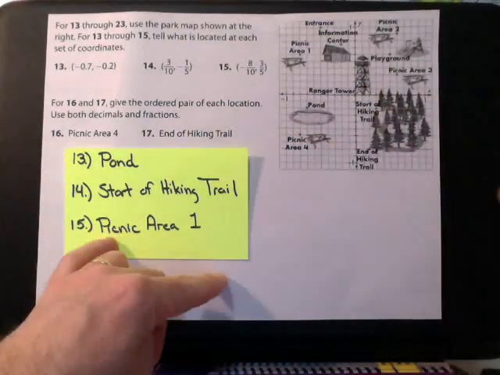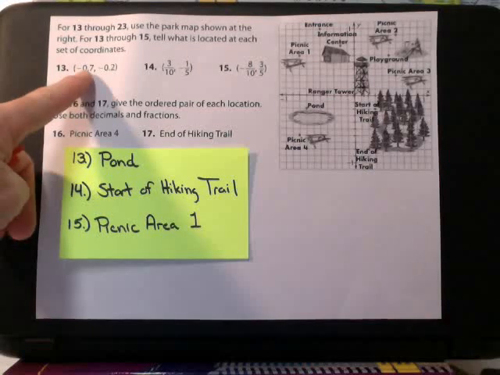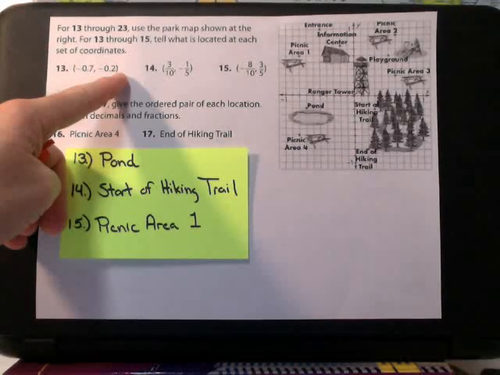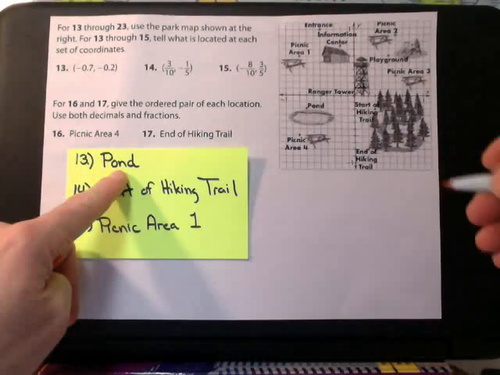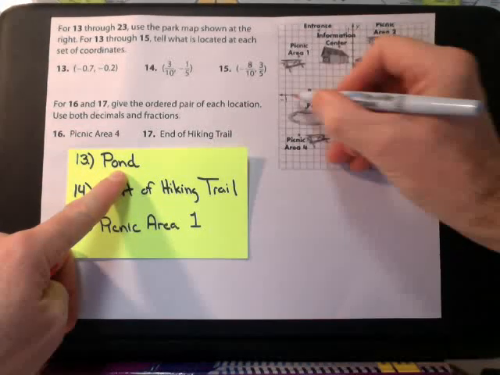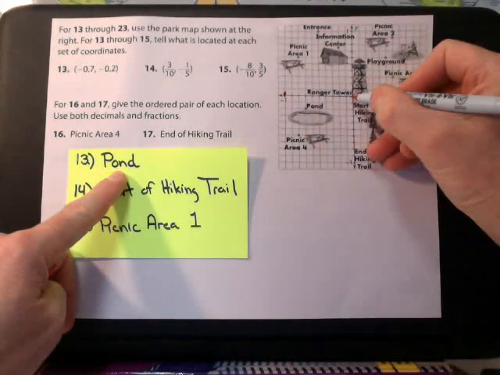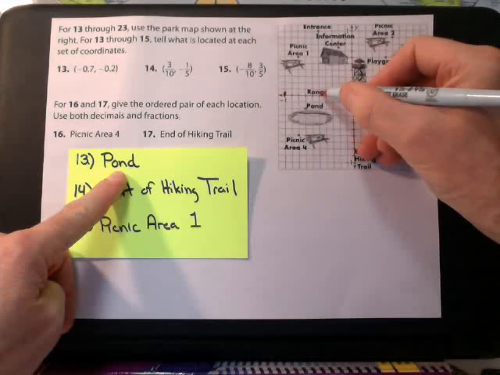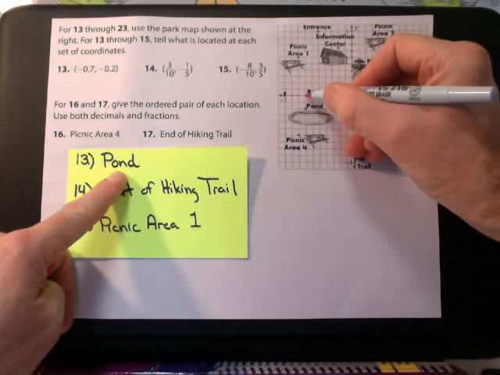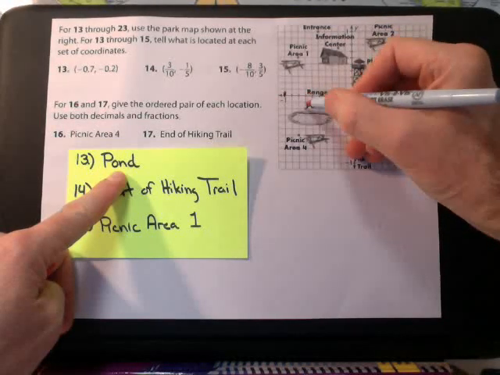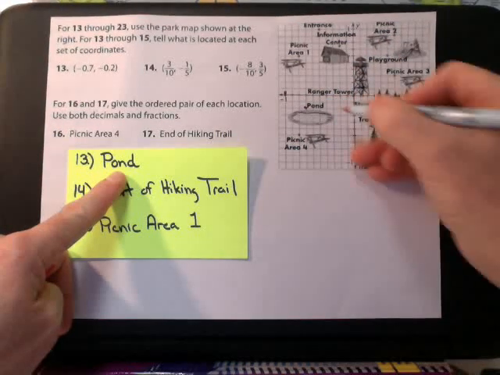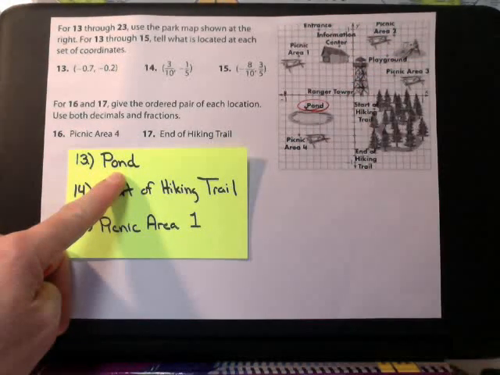Number 13, here are your answers. Okay? Number 13, you have negative 7/10, negative 2/10, and you end up at the pond. So you would have, this is the whole unit to there, so you'd have 1, 2, 3, 4, 5, 6, 7, and then down negative 2, 1, 2. So that puts you at the pond, right there.